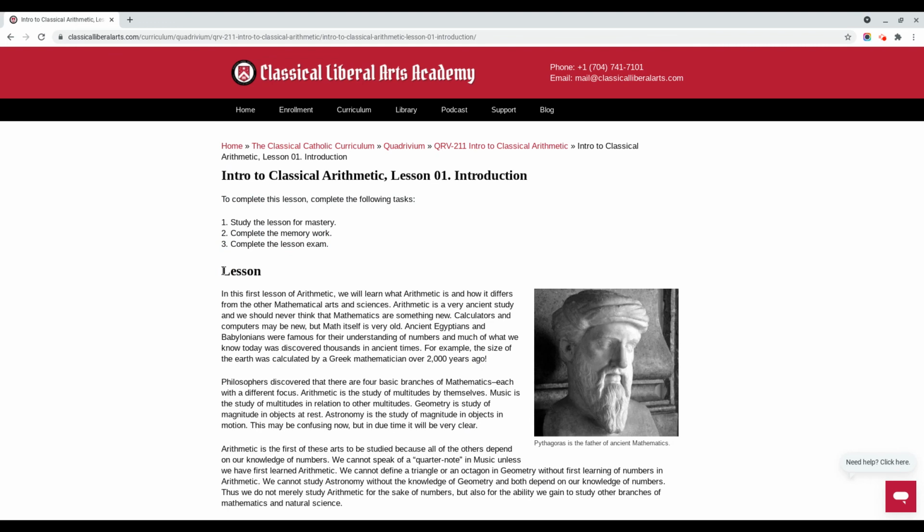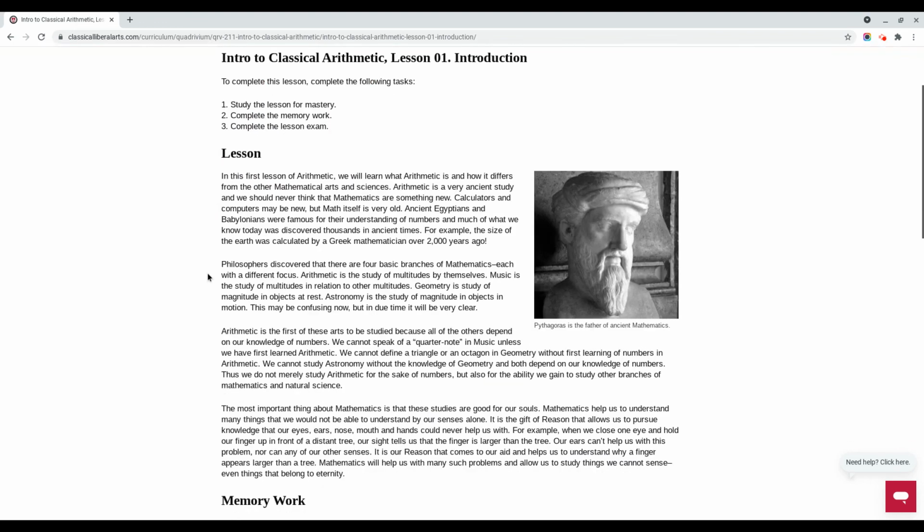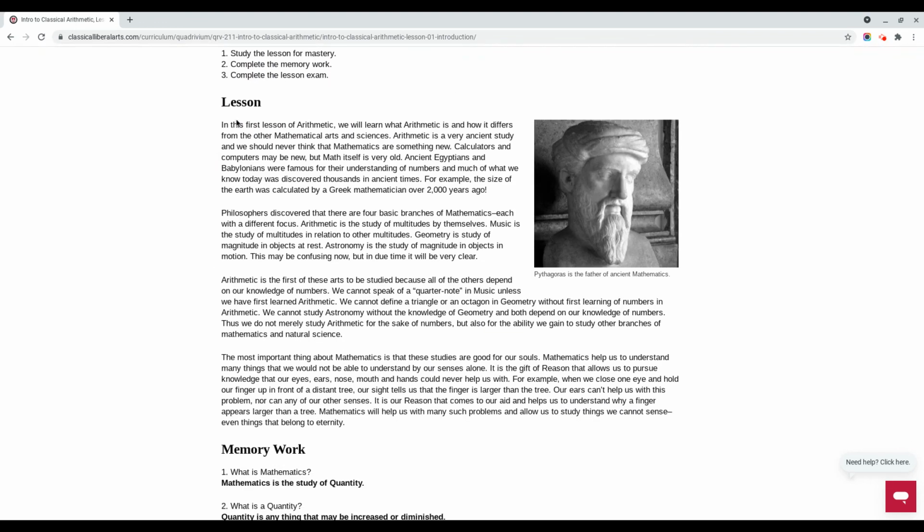So if we begin with this lesson and we make our first reading, we'll just quickly read through the text to see what this lesson is about. Let's do this together. I'll read it, you follow along. We're beginning right here in the first paragraph of the lesson. We read, "In this first lesson of arithmetic, we will learn what arithmetic is and how it differs from the other mathematical arts and sciences.